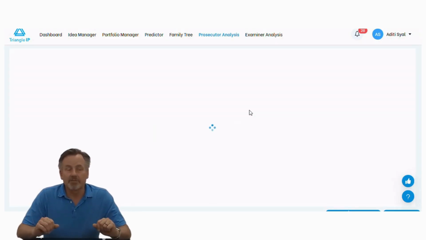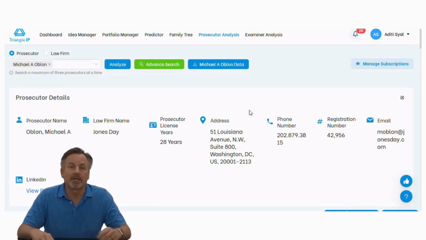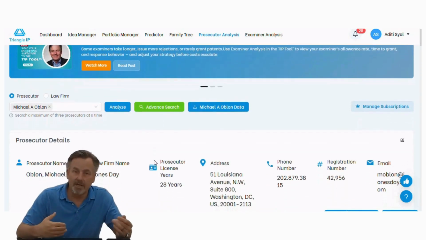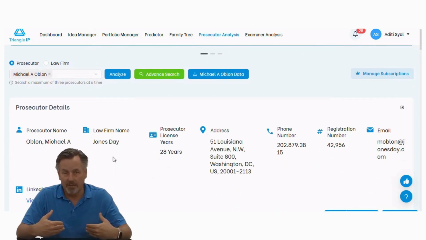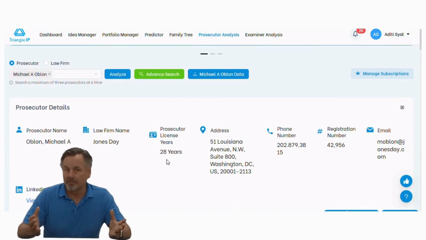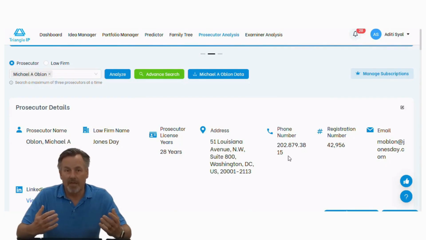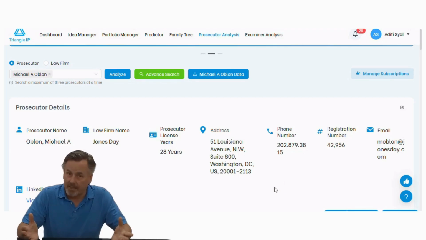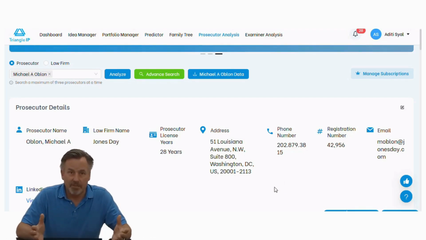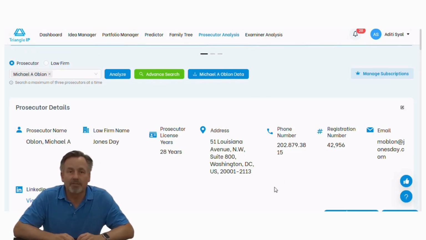Alright, so the first thing you'll see at the top is the prosecutor's identity card. You've got their name, law firm, license years, office address, phone number, and USPTO registration number. Now, this might seem like basic stuff, but it actually matters, especially when attorneys share common names or have moved between firms. This confirms you've got the right person before you start reading into their numbers.